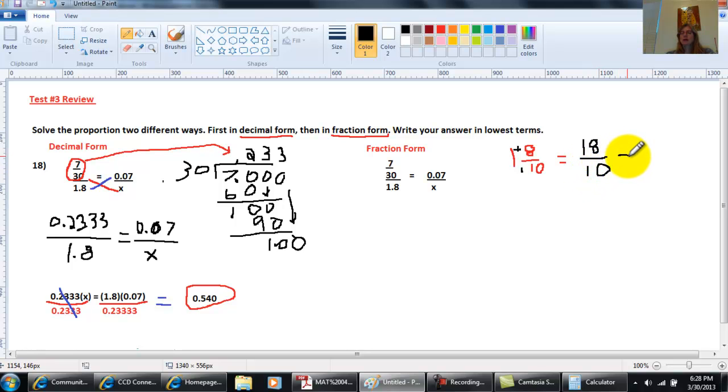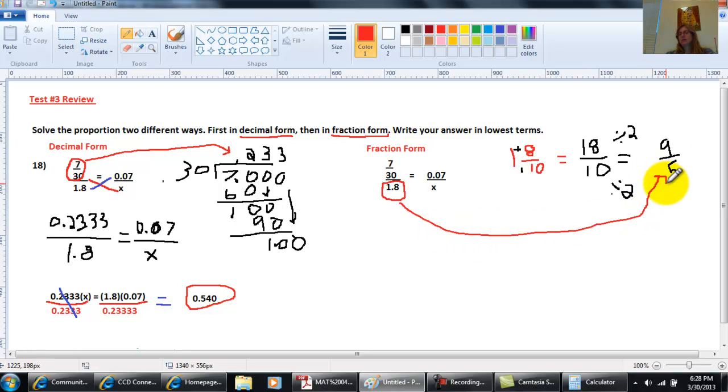But we're going to reduce that so that we're starting with something that has less work. So we're going to divide both the 10 and the 18 by 2 because they're even numbers, and that gives us 9/5. Okay, so that's what 1.8 then becomes, 9/5. And now 0.07 is simply 7 over 100, and we can't reduce that, so that's done.